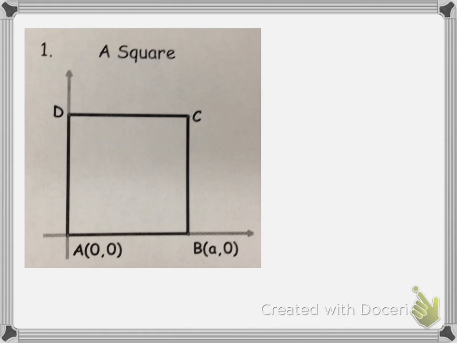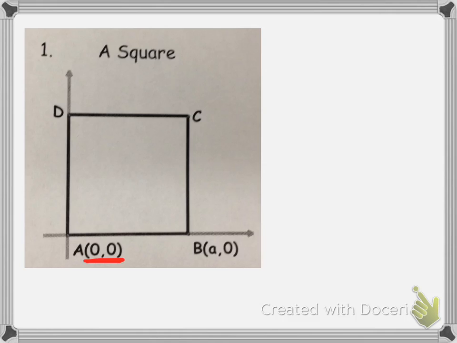All right, so let's talk about the actual coordinate proof. Here we have a square. First of all, with a square we know all sides are congruent, right? So go ahead and mark that. Whenever you do a coordinate proof, you always start in a corner. It makes it easier because you're starting at a set location, which is 0, 0.